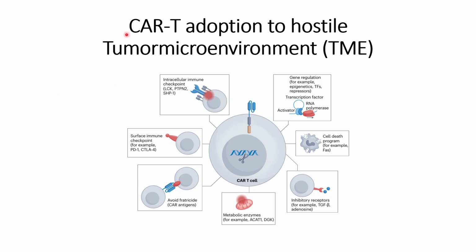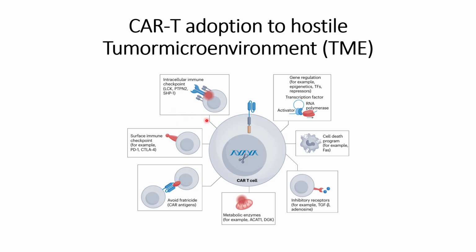In this video, we will discuss CAR-T adaptation to a hostile tumor microenvironment. In the previous video, we understood how we can improve the anti-tumor efficacy of CAR-T. So we will go in the same direction and try to make further modifications so that the CAR-T cells get themselves adaptable to the hostile tumor microenvironment.